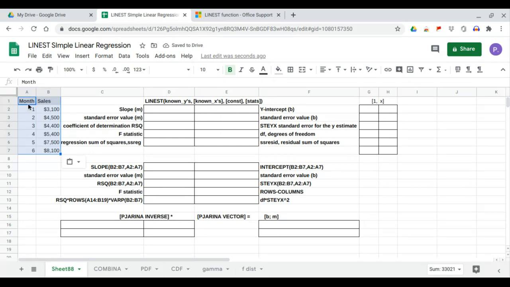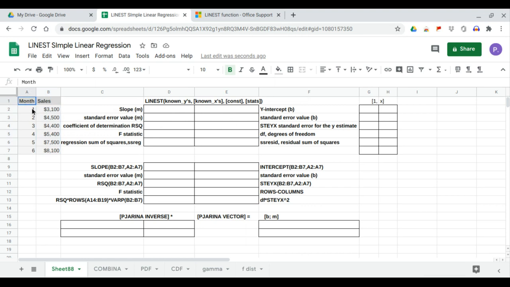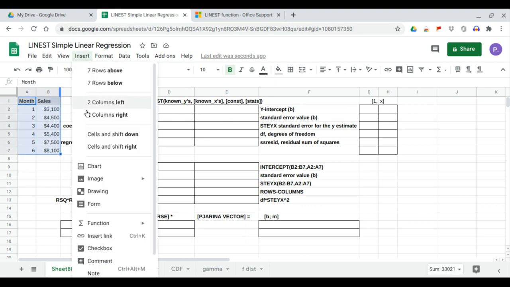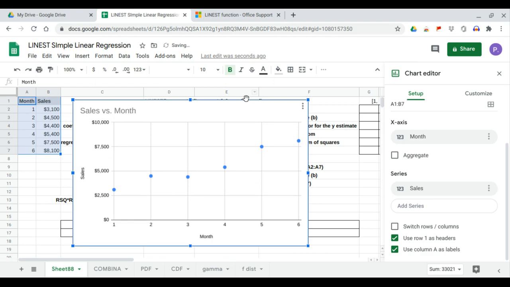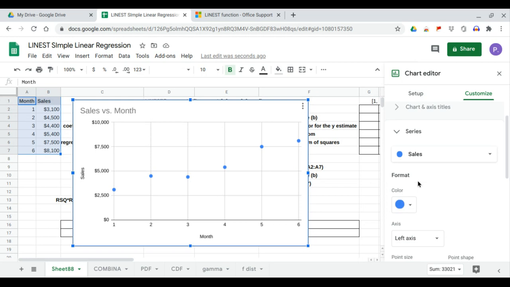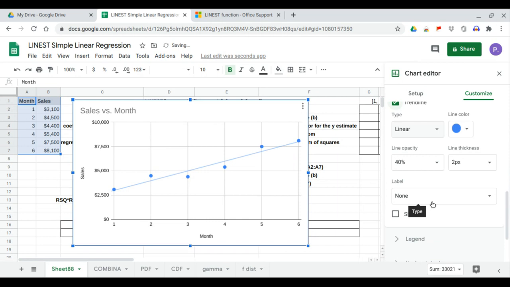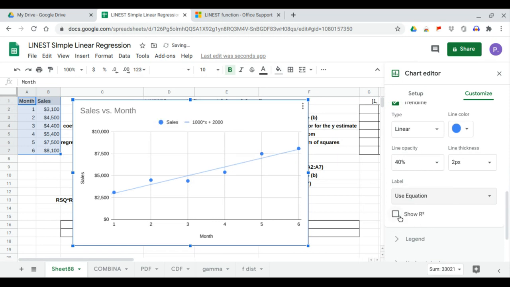So we have the month column and the sales column. We'll insert the chart. Use scatter chart. Insert chart, and we'll use scatter chart. And insert a trend line, a linear trend line, and use the equation as label and show the R squared.